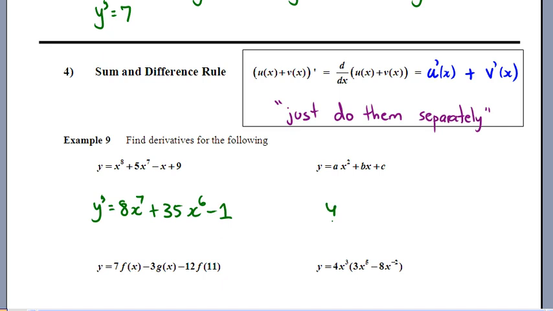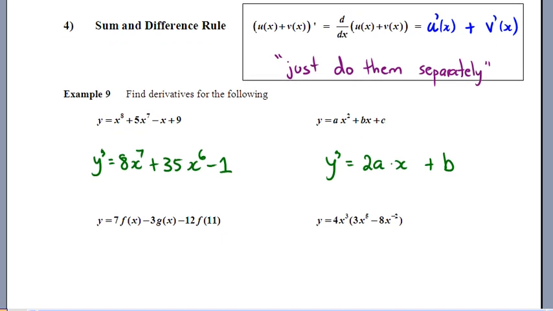If I was doing a derivative of this one, that's kind of a weird looking apostrophe. There we go. The 2 comes down, it would be 2a times x to the 1 plus the 1 comes down plus b and then plus 0.